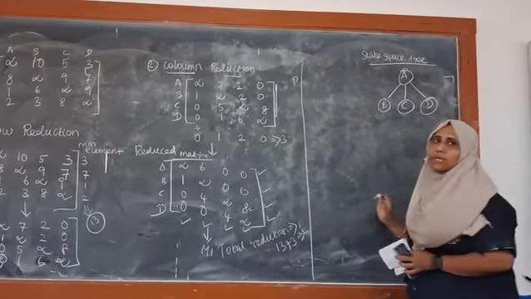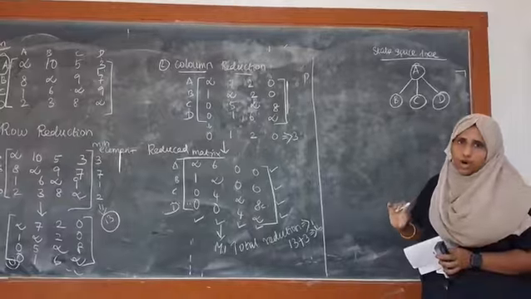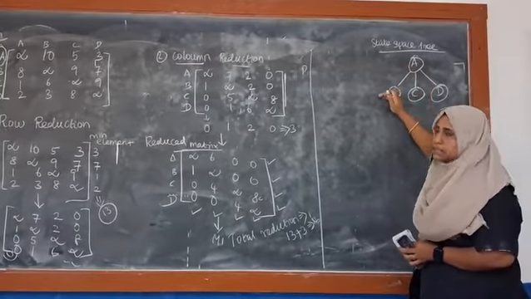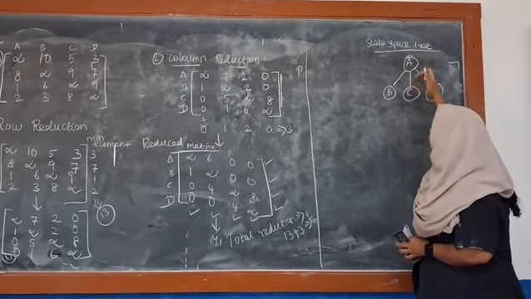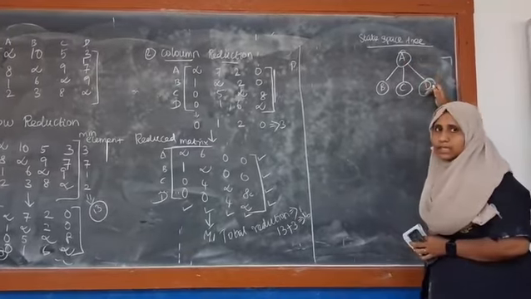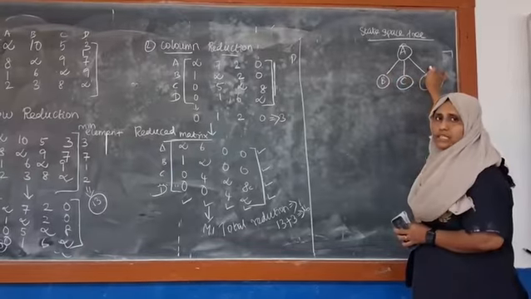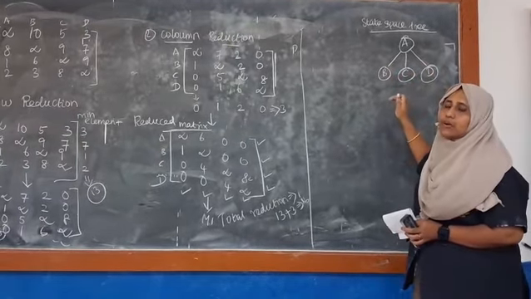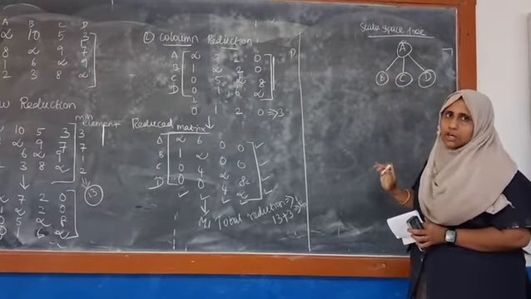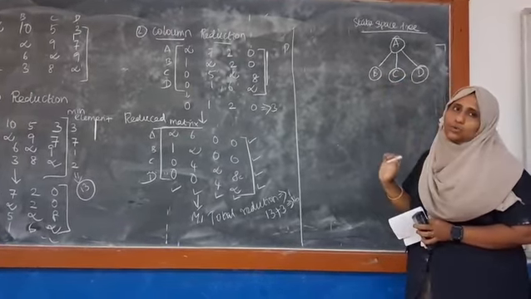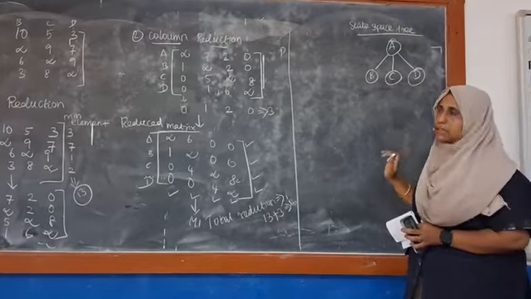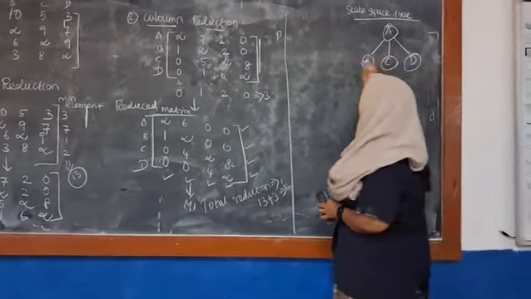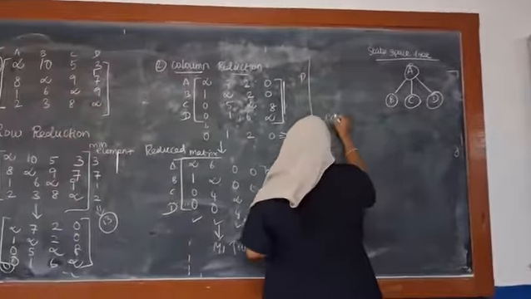Now we have to find the cost of the path A to B, the cost for A to C, and the cost for A to D. Among these three costs, which one is minimum? We have to travel along that particular path. Now I will tell you how to find the cost of each and every path.